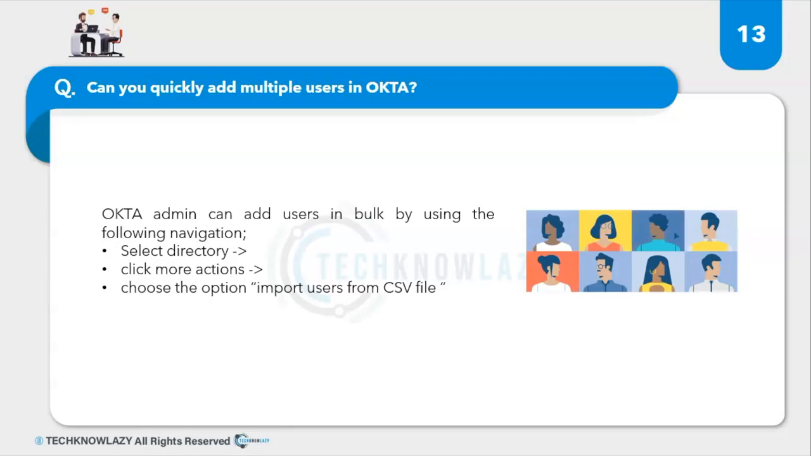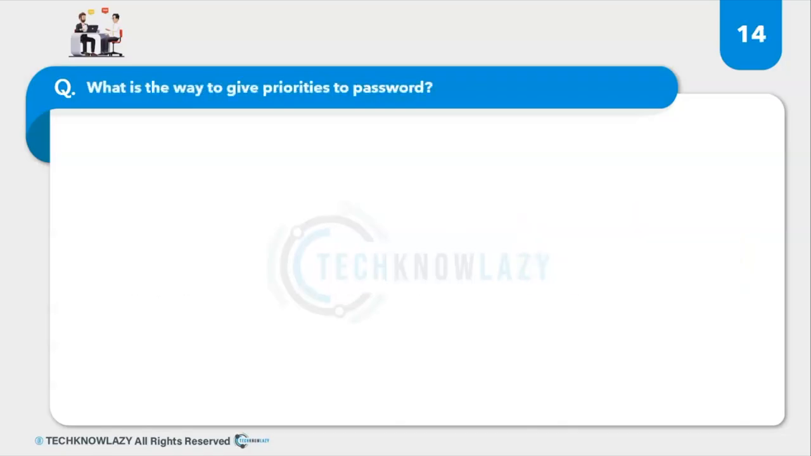First, you have to add all the users and the credentials onto an Excel sheet. Then save it in the form of a CSV, and then choose that particular option which imports users from a CSV file. That is the Excel file.